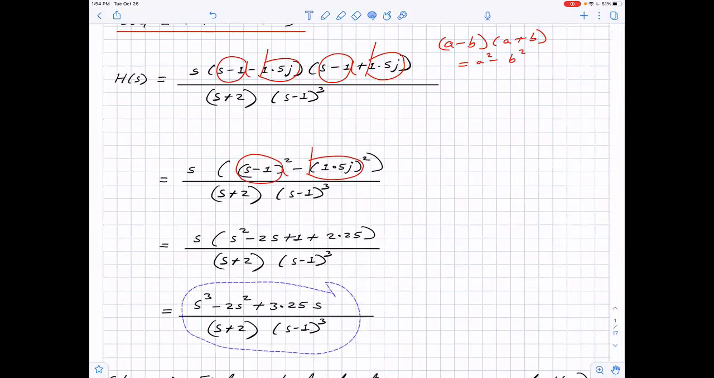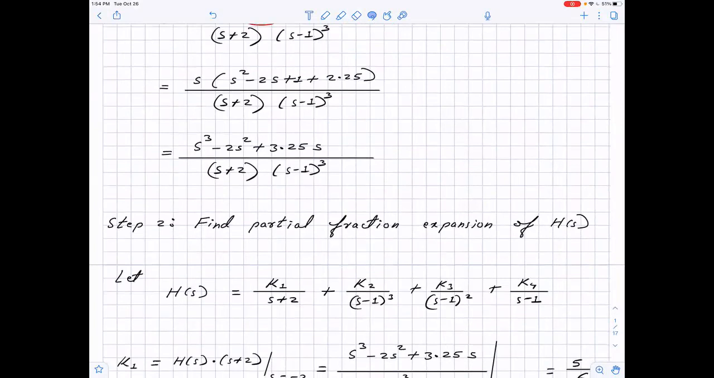So we have our h of s, and the second step is to find the partial fraction expansion for h of s, because eventually what we'd like to do is find the inverse Laplace transform of h of s. And for that, we'd like to find the partial fraction expansion first, because then we'll be able to find the inverse Laplace transform for each term in the expression for h of s.